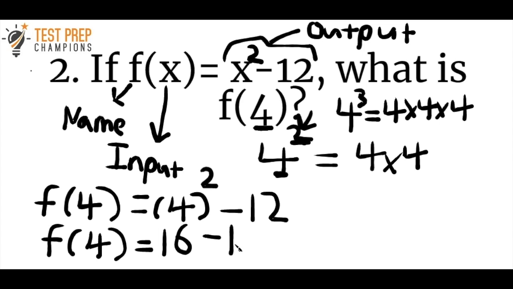So we now have 16 minus 12. 16 minus 12 is 4. And so the answer is 4. So f of 4 is just equal to 4 here. So that is your answer.